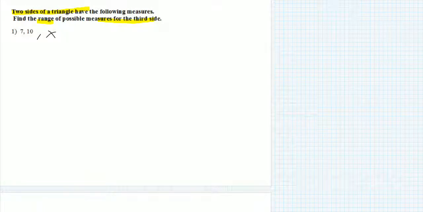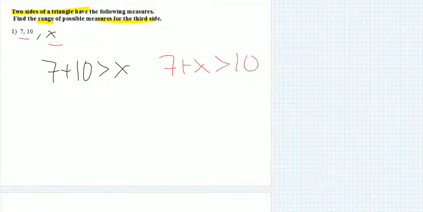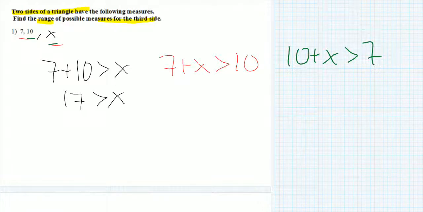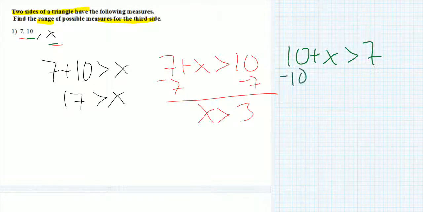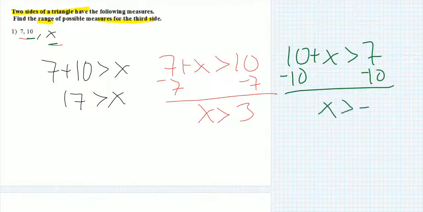Some of you can probably already tell there's a way easier method, but we're using the triangle inequality theorem. So it'll be 7 plus 10 is greater than x, and then let's use two different numbers: 7 plus x is greater than 10, and then two other numbers: 10 plus x is greater than 7. Every single inequality is going to give us an equation, so that gives us that one. If I subtract 7 on both sides, it'll give us 3. And then if I subtract 10 on both sides, it'll give us -3.